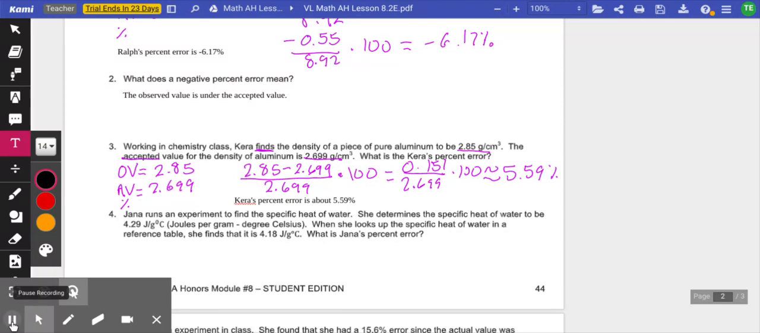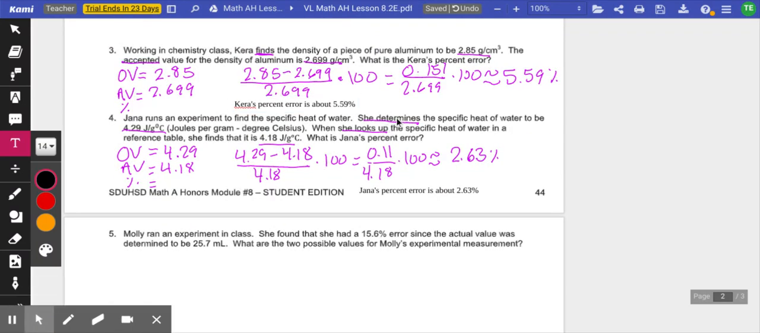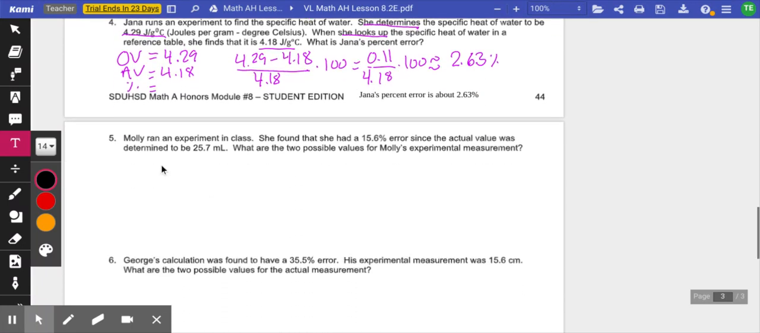Okay, she determined, I knew that that part was the observed. And then it said she looked up in a reference table, so I knew this part was the accepted value. So I went observed minus accepted divided by accepted times 100. I subtracted first, divided, multiplied by 100, then rounded. I got Gianna's percent error is about 2.63%.